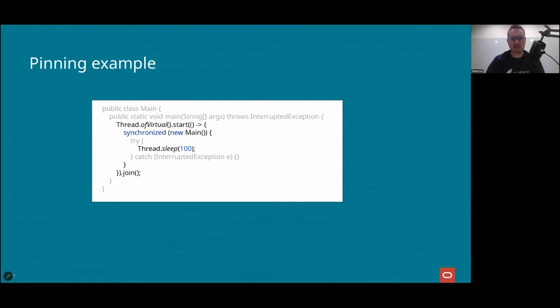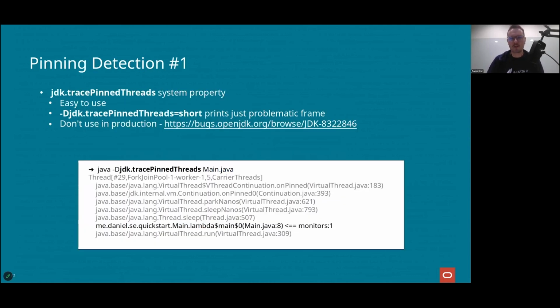So we have two options for how to detect the pinning here. Notice that we are sleeping for more than 20 milliseconds. That's important. The first option for pinning detection is the JDK trace pin threads system property. You can see exactly where the pinning happened in the printed stack trace. You can see it's on line 8 in the Main.java class. You can set the property to a short value that will print just the problematic frames and so on.